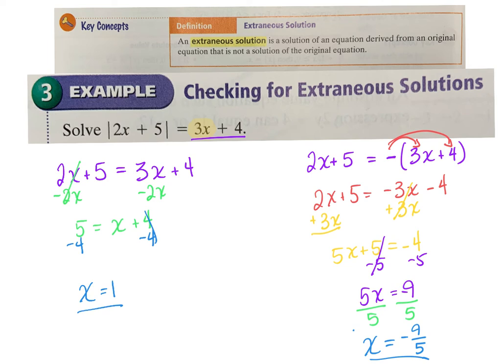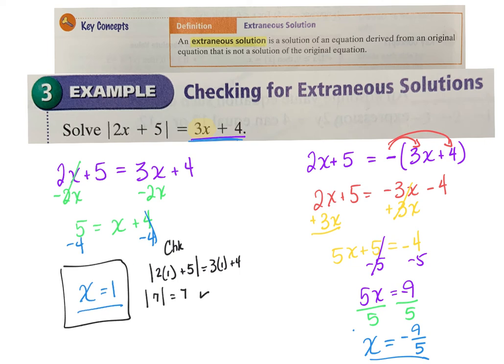But because I have a variable on the outside, it's very important that I go back and check this. And so to check it, I'm simply going to plug them in. So I'm going to check my first one. I will check this, and I will say the absolute value of 2 times 1 plus 5 equals 3 times 1 plus 4. So I have the absolute value of 2 plus 5, that's 7, equals 3 plus 4, which is 7. That is true. So I know that this is definitely an answer. It works. Let's look at the other one.